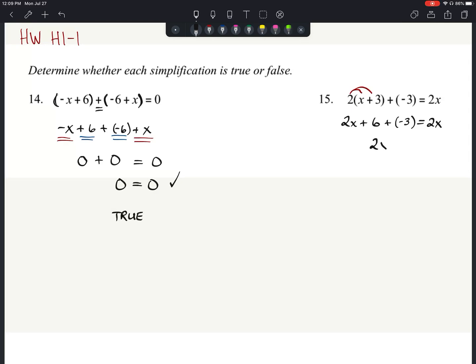So we now have on the left side 2x plus 3 is equal to 2x. Well, that doesn't seem like it's going to be true, right? If I subtracted my 2x from each side here, notice I still have 3 more on the left side than I do on the right side. So therefore, this is going to be a false statement.